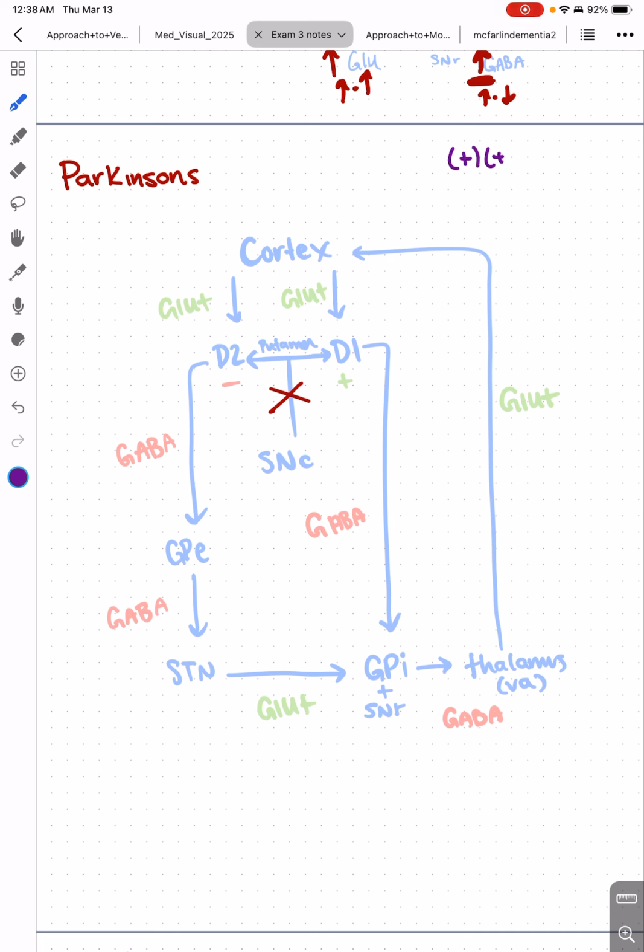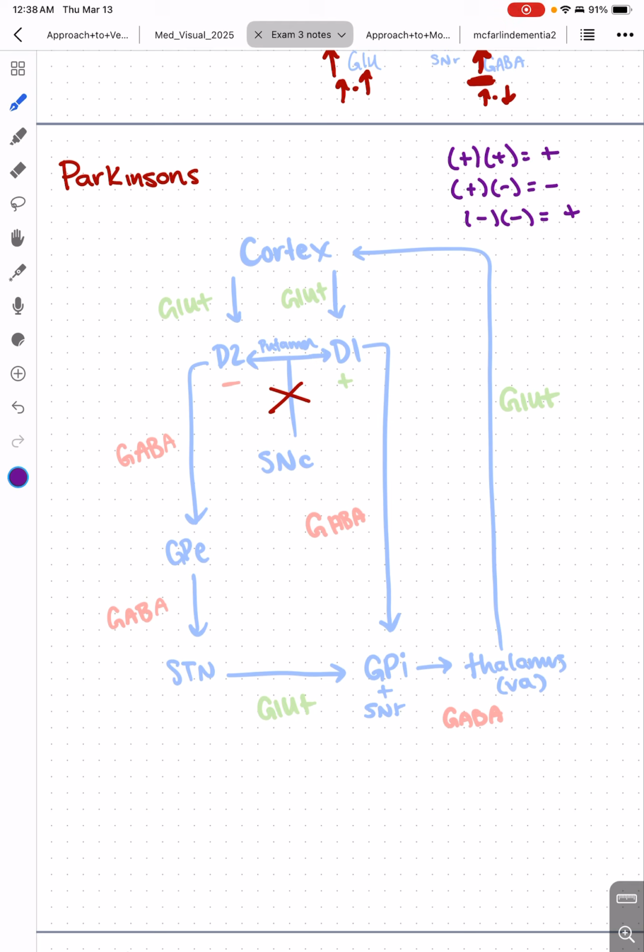A positive times a positive is a positive. A positive times a negative is a negative. And a negative times a negative is a positive. Boom. Okay, so now we can get started. So Parkinson's is characteristically a decrease in the amount of dopamine that you have.